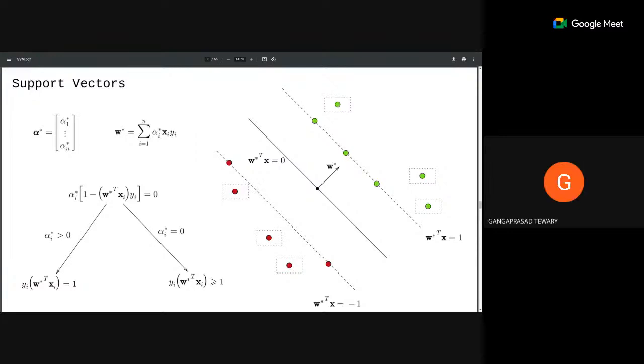That is the main point. What did you say, sir? We can't call them points on the line. Sorry, every support vector will have to lie on the dotted lines. Yes. But every point on the dotted line need not be a support vector.